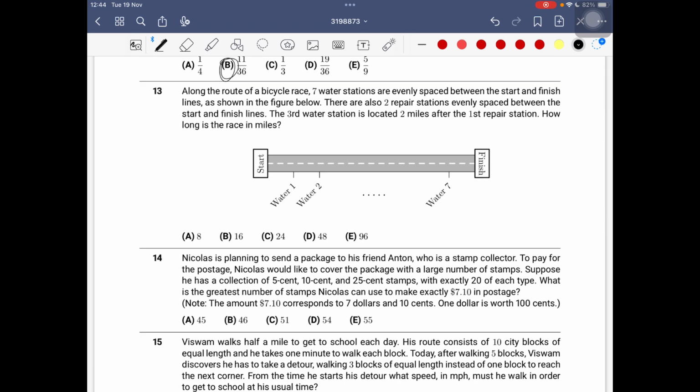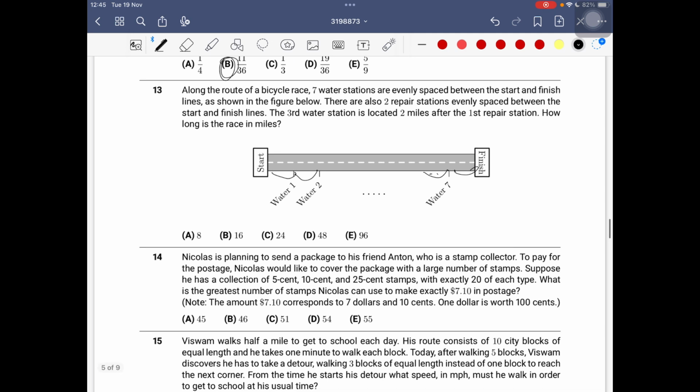Along the route of a bicycle race were 7 water stations and 2 repair stations evenly spaced between the start and finish lines. Third water station located 2 miles after the first repair station. How long is the race in miles? Okay. So we can see when we have these 7 stations for water, there are spaces 1, 2, blah, blah, 7, 8. So we have 8 spaces.